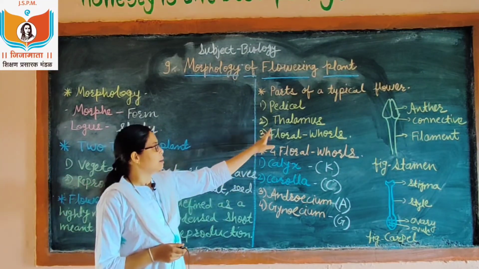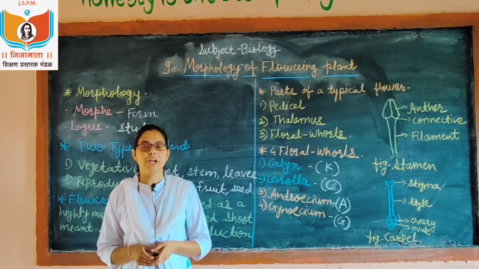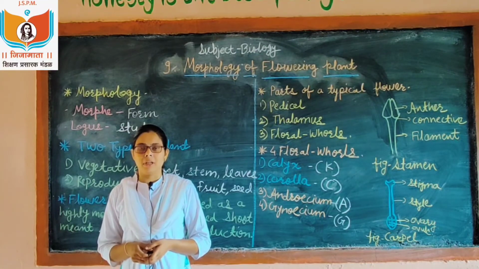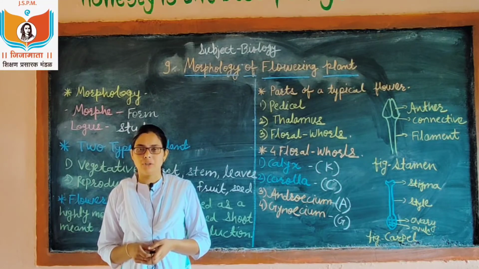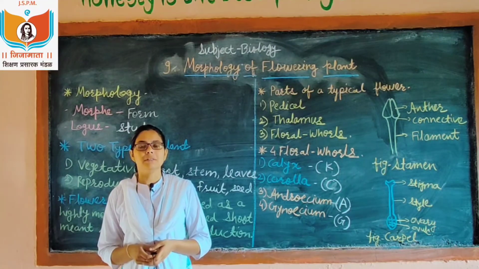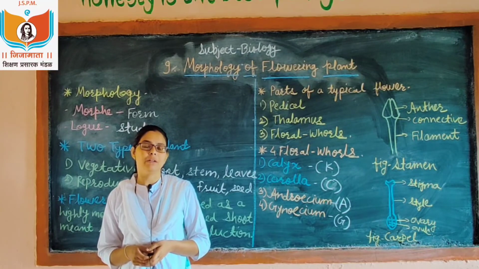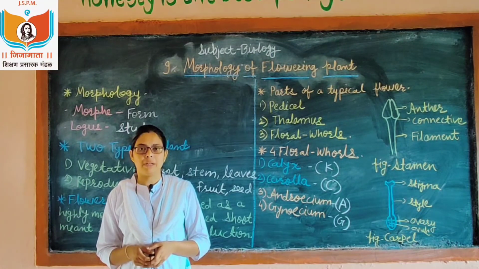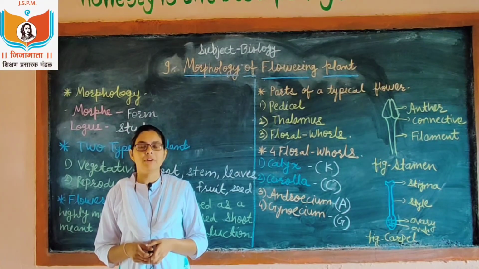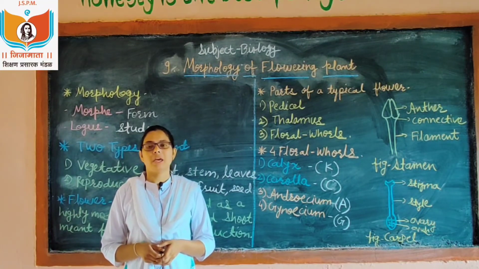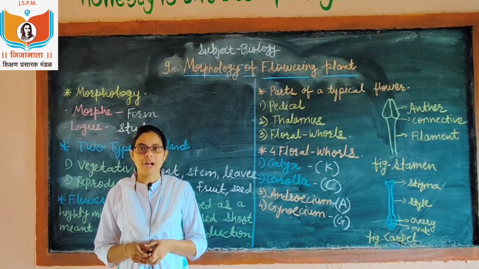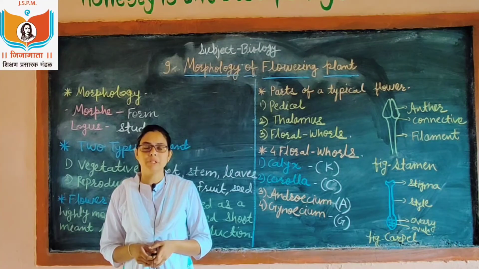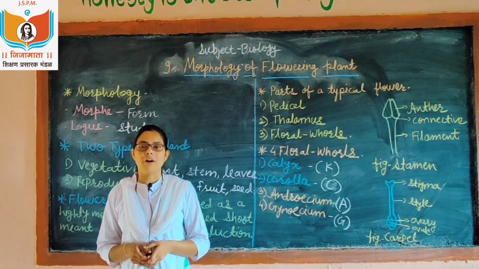Then next is the thalamus. The thalamus is a modified and condensed platform-like tip of a floral axis. The thalamus has 4 nodes and 3 internodes. On the thalamus, floral whorls are arranged in a cyclic manner. All floral whorls are arranged on the thalamus in a cyclic manner. Then functions of a thalamus. All the floral whorls arise from the nodes. Second, it provides surface for the attachment of the floral whorls. Third, it gives nourishment to the developing fruit and seeds after fertilization.